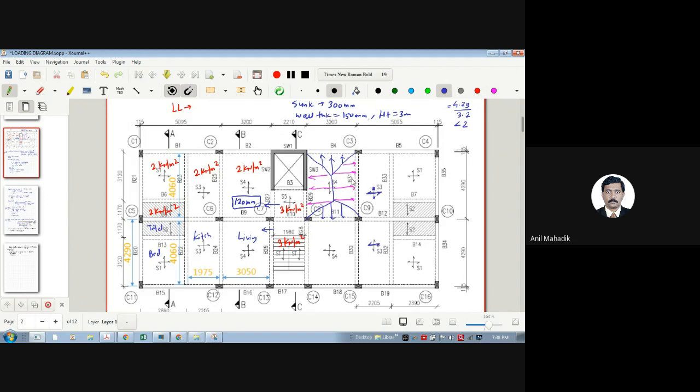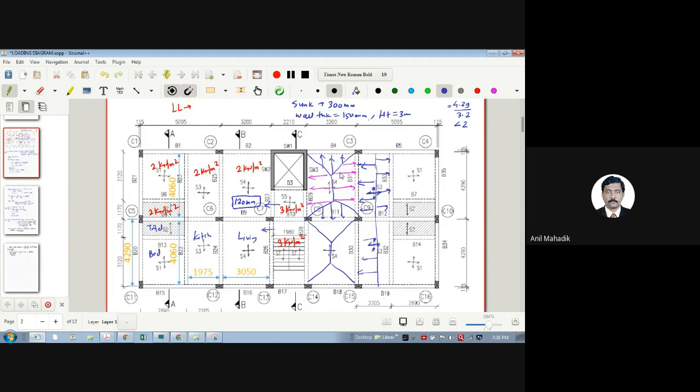If it is one-way, then what will happen? How much load will go to B31? Half load. So I can say this half load here will go to B31, and the other half load will go to this B33. So this is your load path, and it is the same here because it is a symmetric plan. Same case.